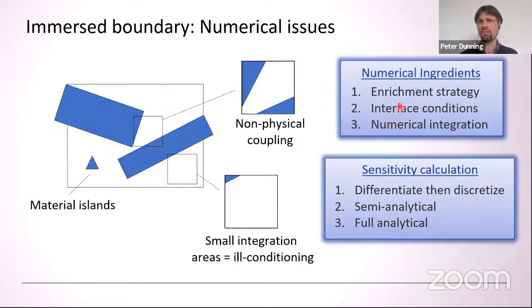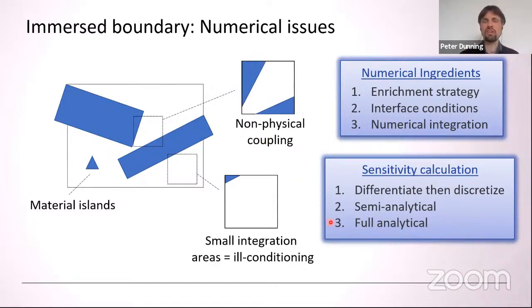So the numerical ingredients are the enrichment scheme you use to model the interface here, and interface conditions, which are often ignored for a solid-void interface, but if you have a material-material interface, then you need to ensure some sort of continuity across the interface. And again, the numerical integration scheme used to integrate just over the domain of the element inside the structure.